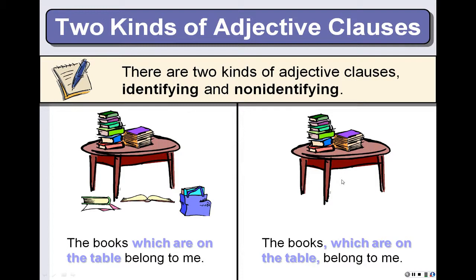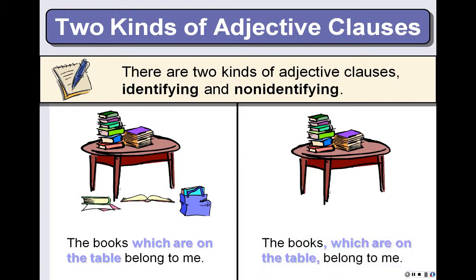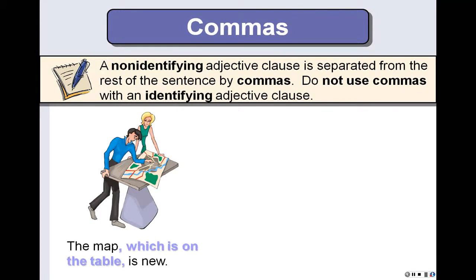In the second picture, we only have books on the table, nowhere else. So we say the books, comma, which are on the table, belong to me. We know which books, the ones on the table. The adjective clause is not necessary to identify which books are referred to. A non-identifying adjective clause is separated from the rest of the sentence by commas. Do not use commas with an identifying adjective clause.